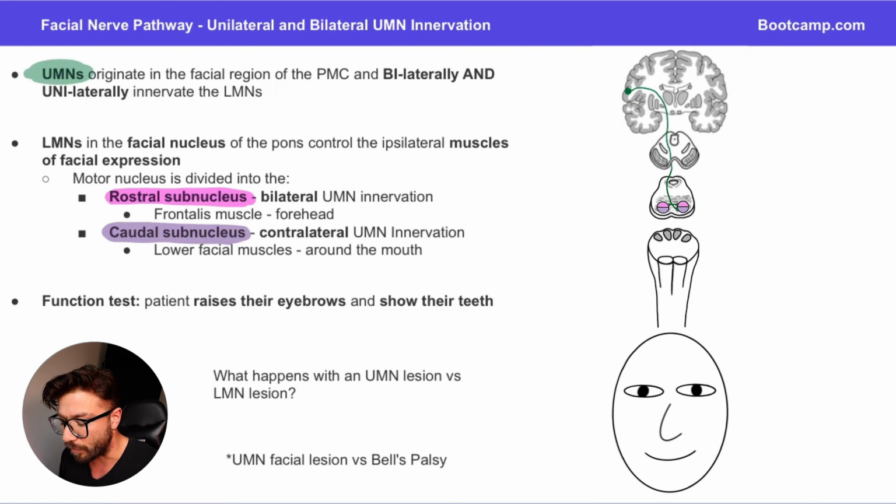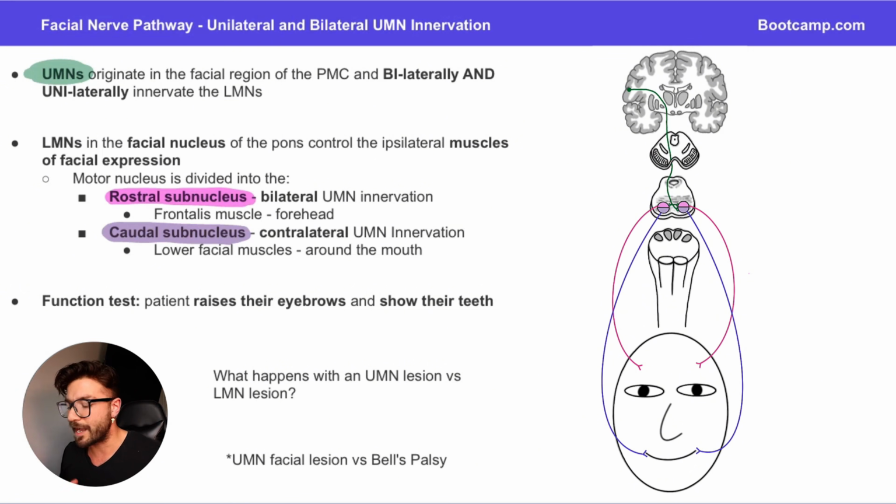Now, like I mentioned, we have our rostral subnucleus and our caudal subnucleus. We looked at them in more detail here and here. Rostral subnucleus, bilaterally innervated by those upper motor neurons. Now what this does is provide motor innervation to the frontalis muscle, whereas the caudal subnucleus provides motor innervation to the lower facial muscle. So let's draw that in.